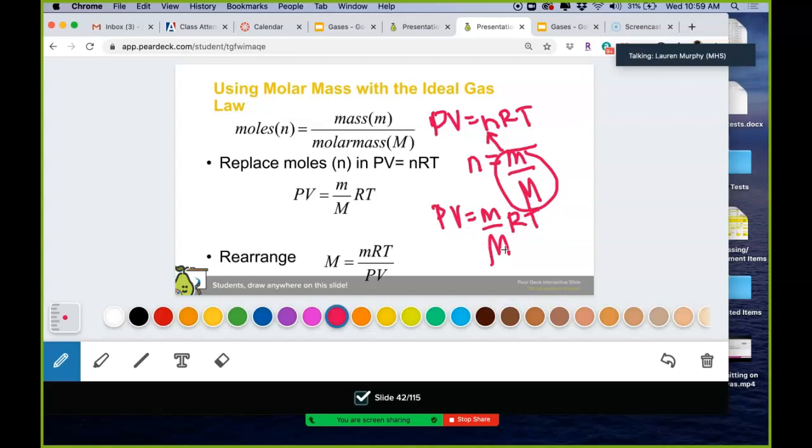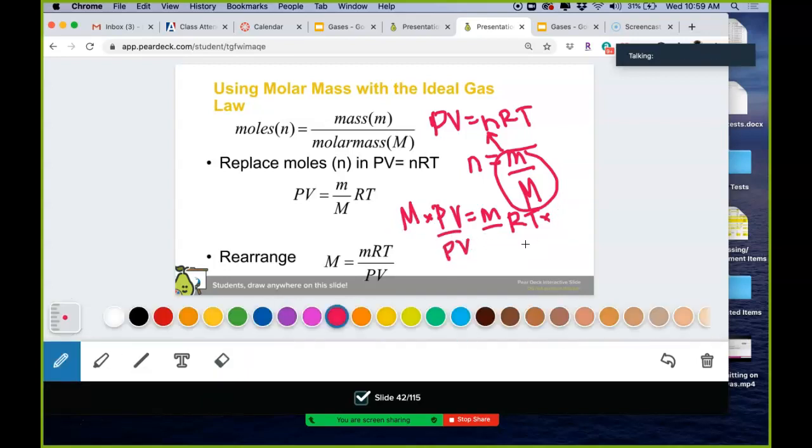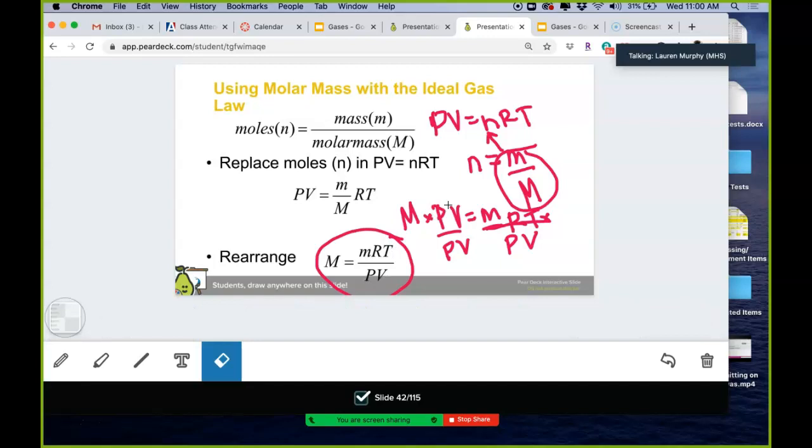Which then means, okay, if I want to solve for molar mass, I just do some algebraic manipulations, right? I multiply both sides by molar mass because it's in the bottom down here. And then, so that gets rid of my molar mass. And then to isolate molar mass, I divide both sides by PV. And then you get this equation. Molar mass is mass RT over PV. That's the equation. So all I've done is I've taken two things off of my equation sheet, plugged one in, and then rearranged. All right?